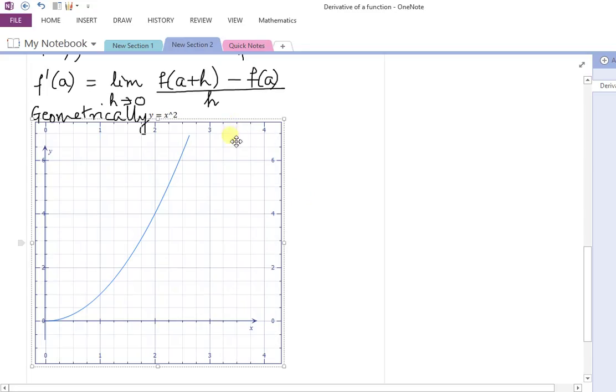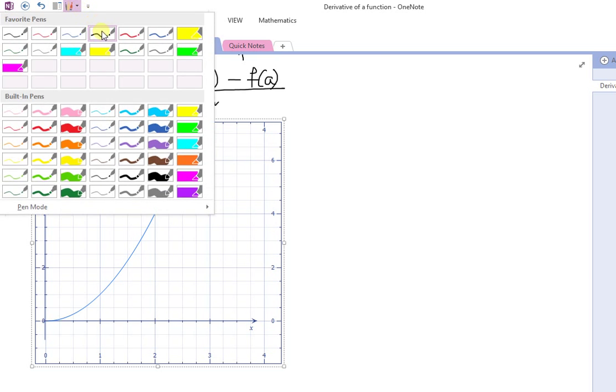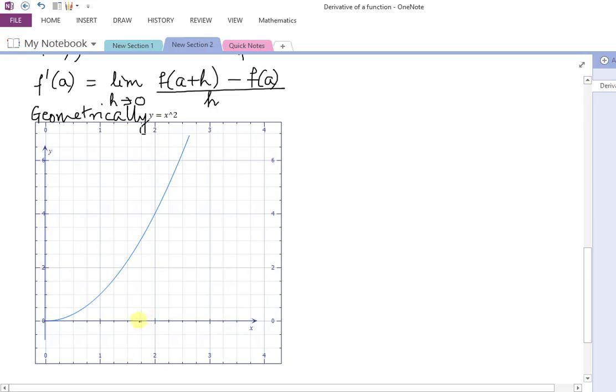Now let's denote point A as this point and a plus h as this point. Therefore, this is f(a) and this is f(a + h).